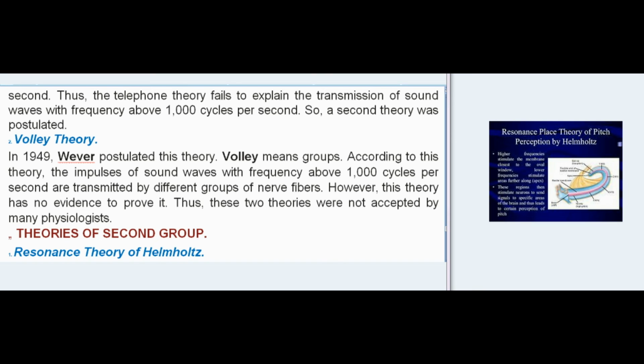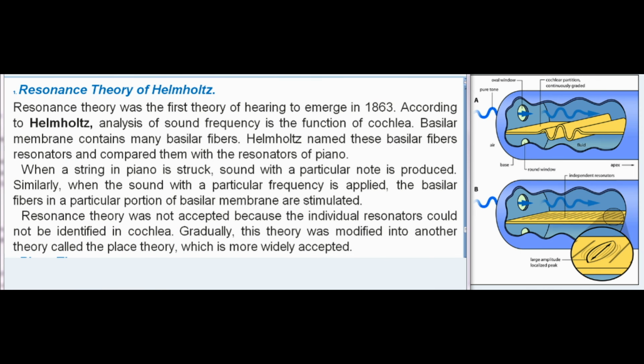Theories of second group. Resonance theory of Helmholtz. Resonance theory was the first theory of hearing to emerge, in 1863. According to Helmholtz, analysis of sound frequency is the function of cochlea. Basilar membrane contains many basilar fibers. Helmholtz named these basilar fibers resonators and compared them with the resonators of piano.